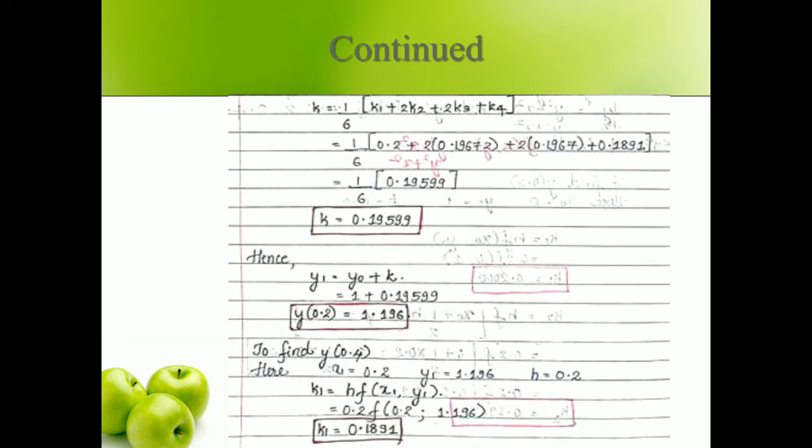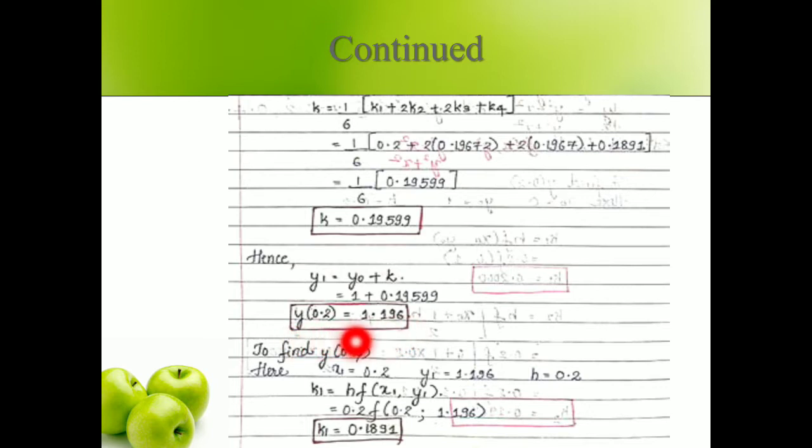Once we find k1, k2, k3, k4, find the whole k value. So k is equal to 1 divided by 6 of k1 plus 2 times k2 plus 2 times k3 plus k4. Substituting the values of k1, k2, k3 and k4, we get k value to be equal to 0.19599. Hence y1 is equal to y naught plus k. y naught is 1, k value is 0.1959. So y of 0.2 will be equal to 1.196.